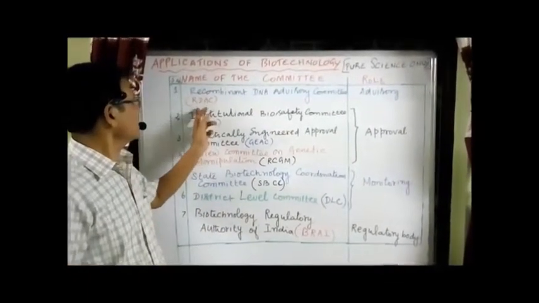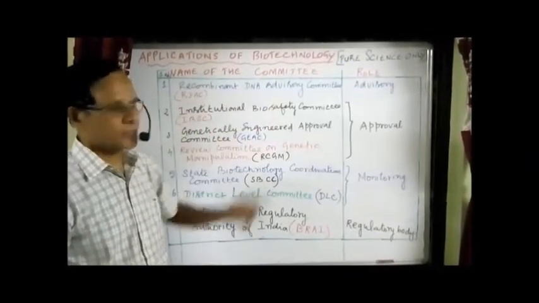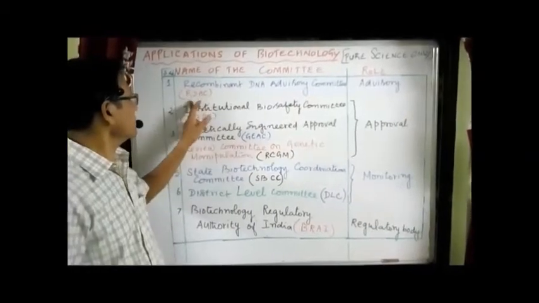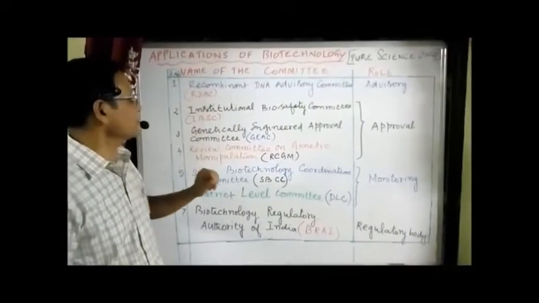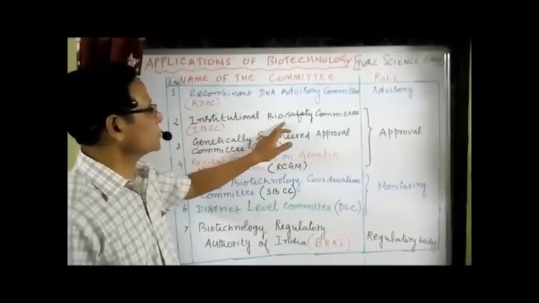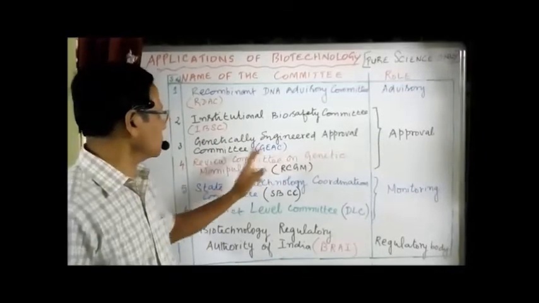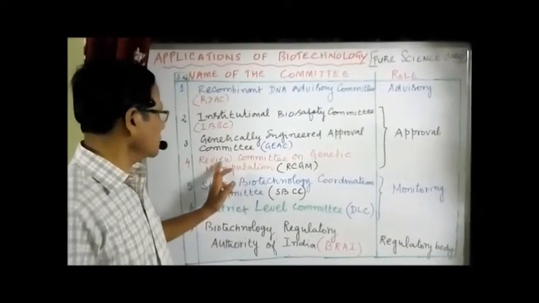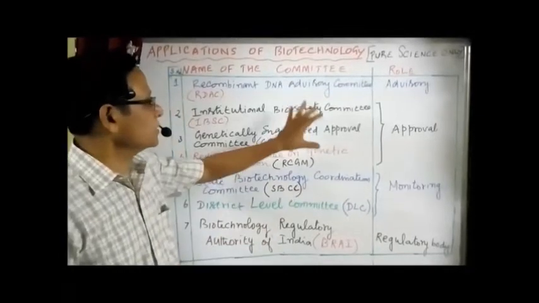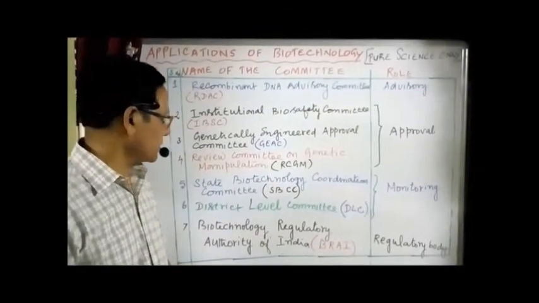Number 1, RDAC, the one I mentioned, the Recombinant DNA Advisory Committee. The name itself shows it is an advisory committee. Then we have IBSC, Institutional Biosafety Committee. The next one, Genetic Engineering Approval Committee. The next one, Review Committee on Genetic Manipulation. These three committees are giving approval. That's why they are called approval committees.